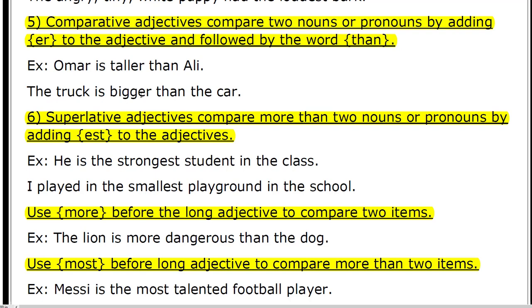Here, guys, if you notice, we doubled the letter G. Why? Because the adjective big ends with a consonant, which is G, and preceded by a vowel, which is I. So the rule is to double the last consonant before adding the er.